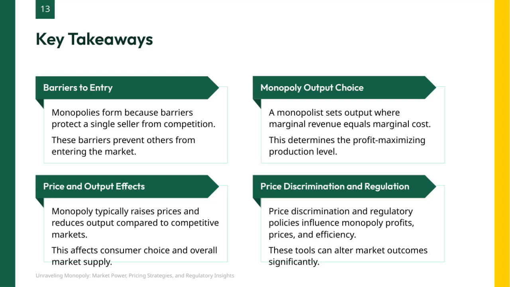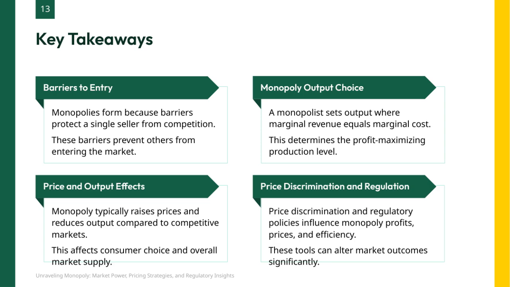First, monopolies arise because of barriers to entry, which protect a single seller by preventing others from entering the market. This lack of competition is what allows monopolies to exist in the first place. Next, a monopolist determines the level of output by producing where marginal revenue equals marginal cost. This is the point that maximizes their profit.